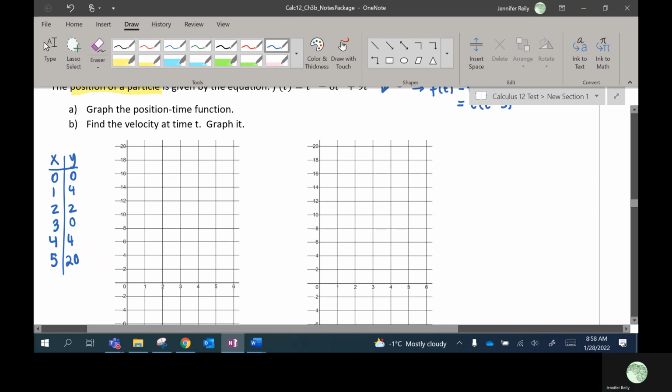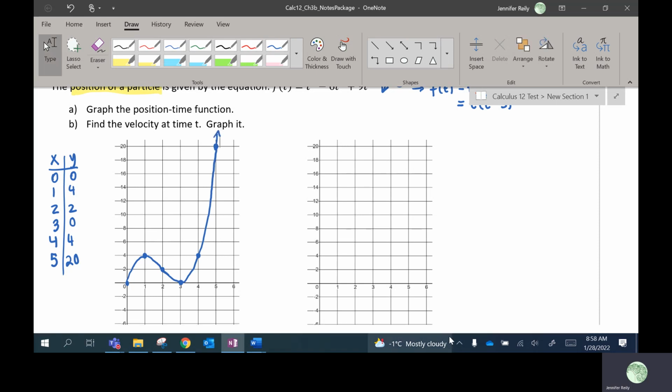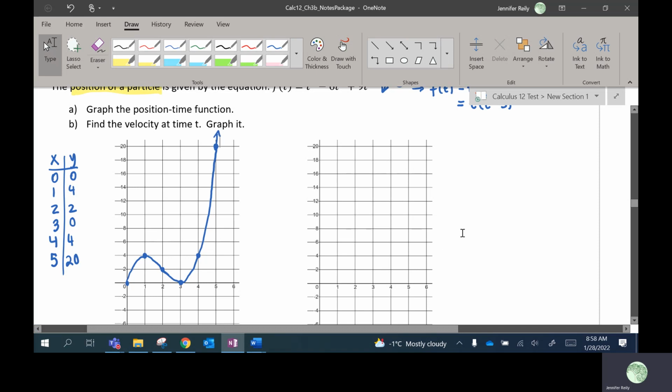Okay, so let's plot this. At t equals 1, it's going to be 4. T equals 2, it's going to be 2. Then 3, and then 4 is 4 again, and then 5 is all the way up to 20. This is a nice rounded function. Remember, we don't have any sharp corners in polynomials. I don't want to see your graphs having any V-looking things with a sharp corner, and then we'll just have an arrow there to say that it continues upwards. Okay, so that's a position graph.